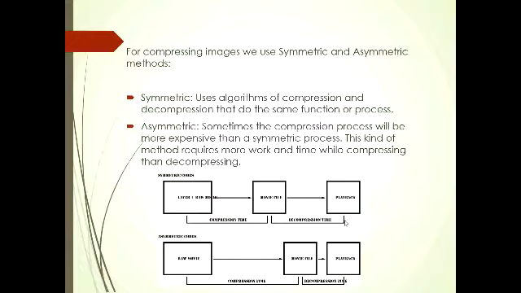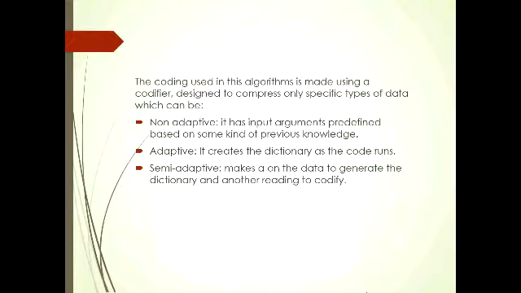So this means that when we are going to compress a movie or an image, we need to know how long it will take to compress and to decompress the image. In order to do this, we need to use a codifier. The codifier is an algorithm designed to compress only a specific value of data or type of data. And we have three types of codifiers: the non-adaptive, the adaptive, and the semi-adaptive.